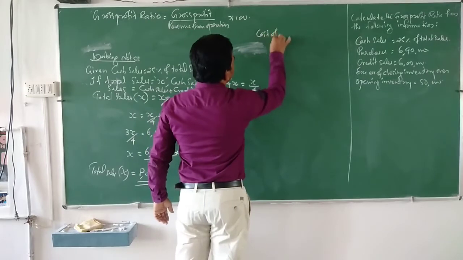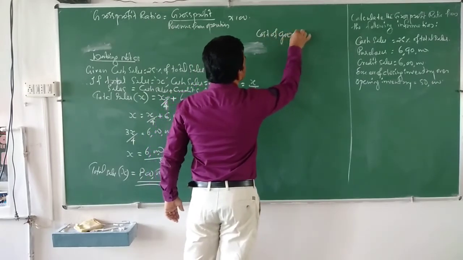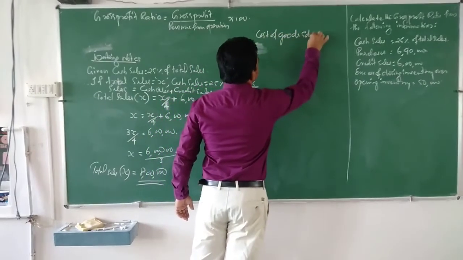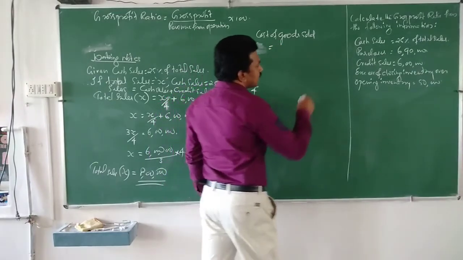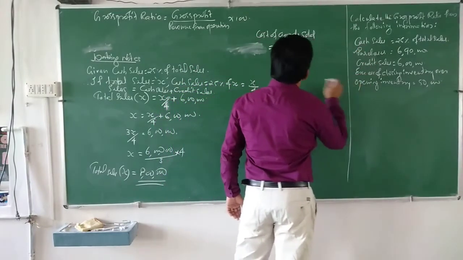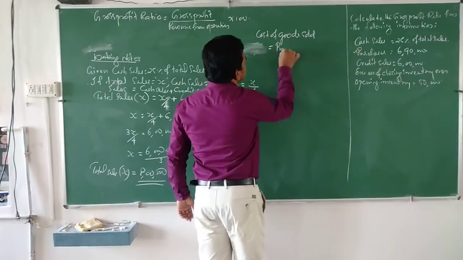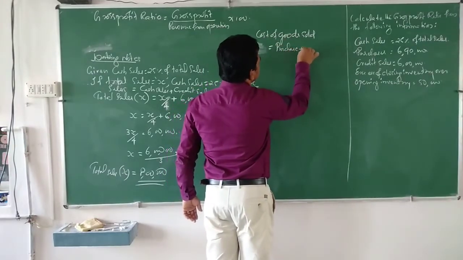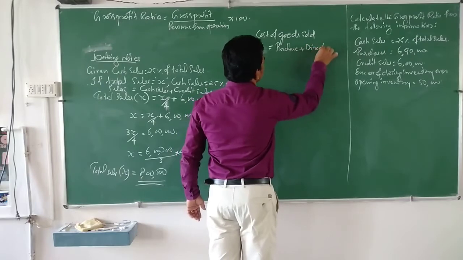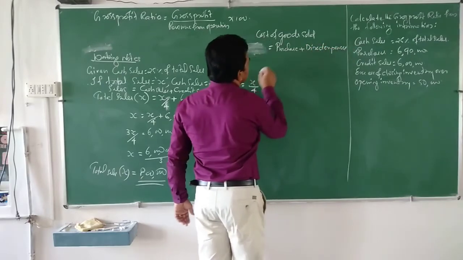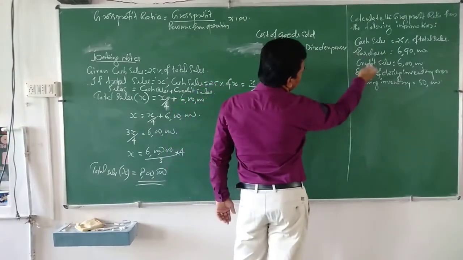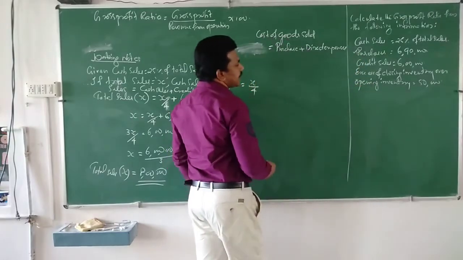Cost of goods sold is equal to purchase, plus direct expenses, then changes in opening inventory is given.